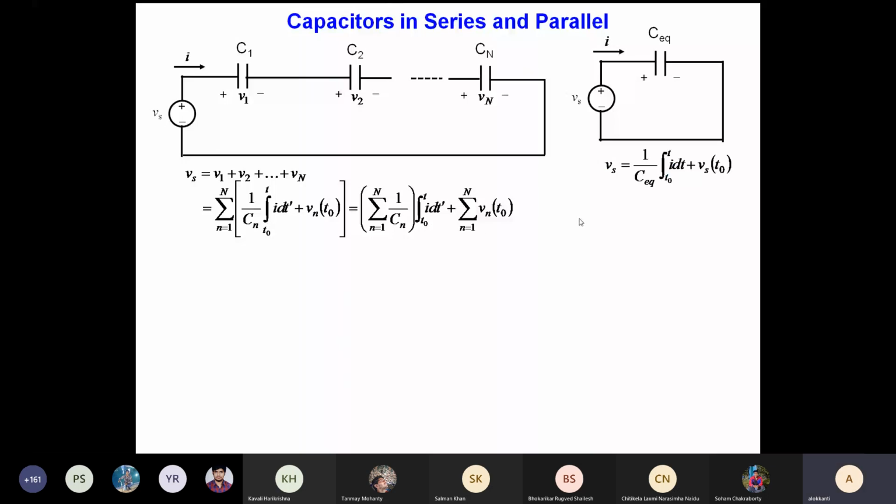So for the equivalent capacitance, it is 1 by Ceq, times the integral from t naught to t of I dt, plus V at t naught. And by comparing, you get that 1 by Ceq is equal to 1 by C1 plus 1 by C2 plus 1 by Cn. Okay, so Ceq you can find as the reciprocal of 1 by C1 plus 1 by C2 plus 1 by Cn. So that is the capacitors in series.